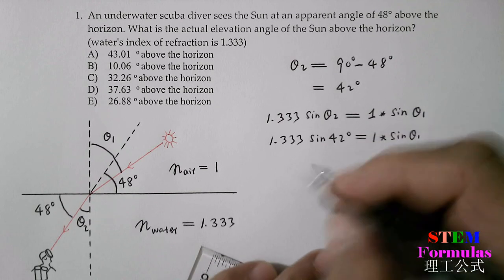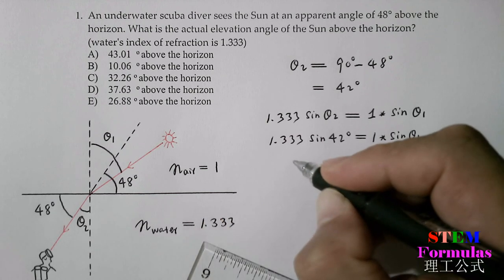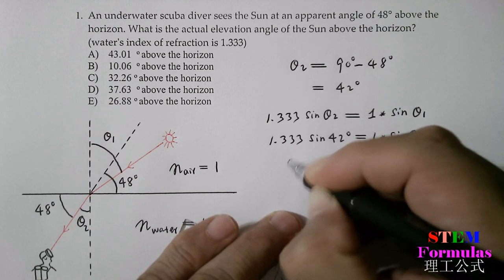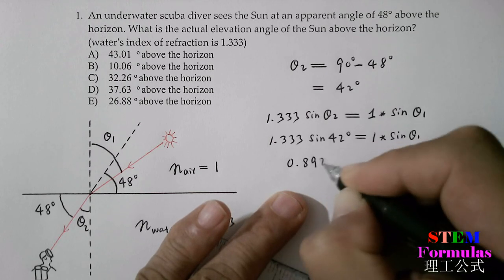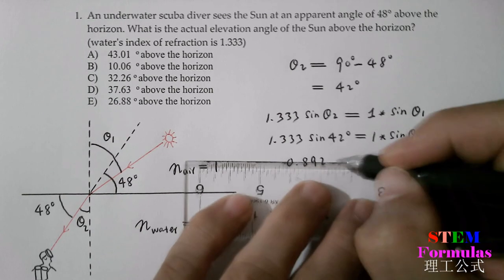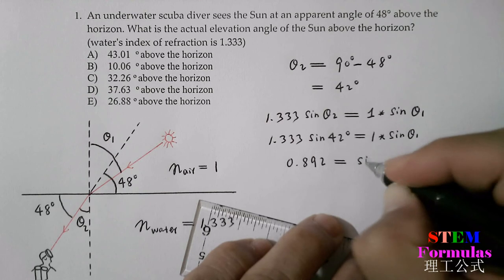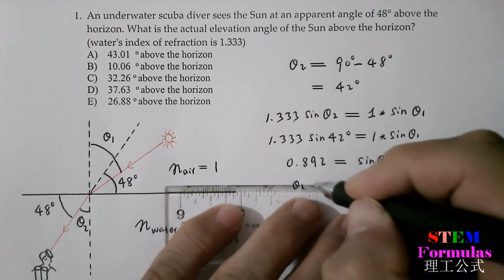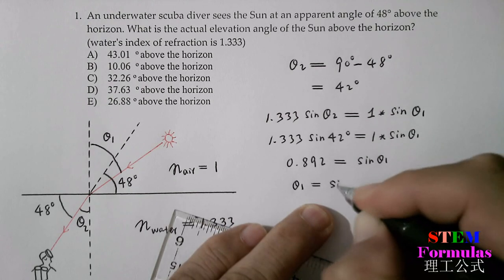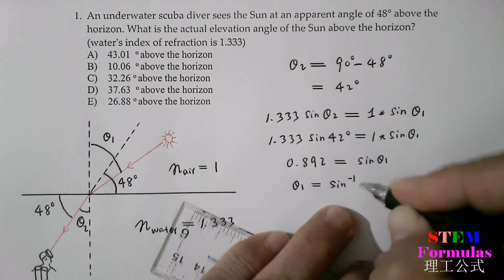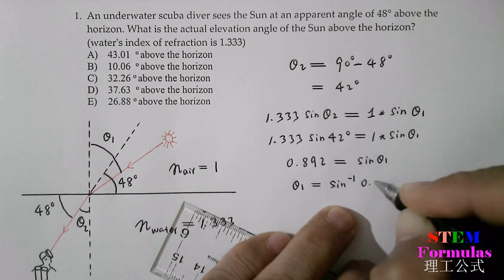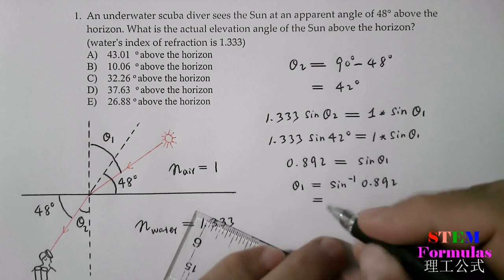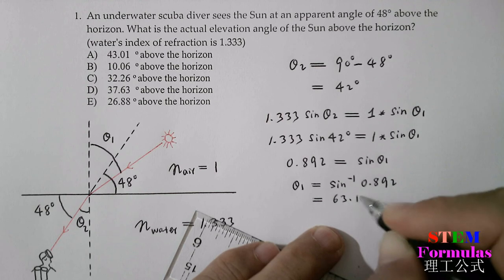So on the left side, I have this side equal 0.892, equal to sine theta 1. Therefore, theta 1 equals arcsine 0.892, which equals 63.12.